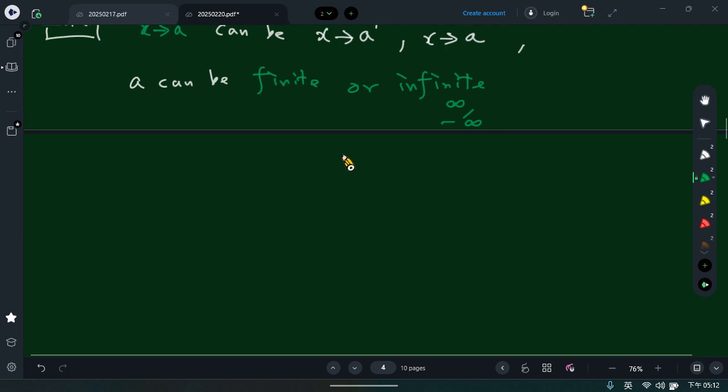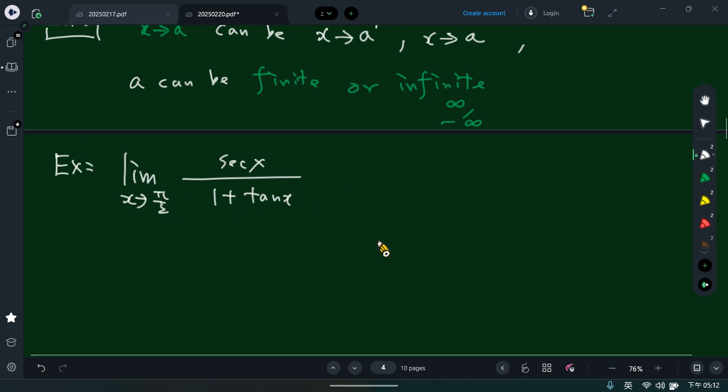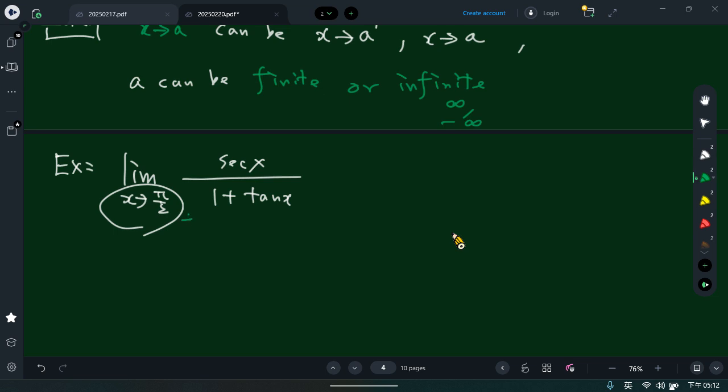Okay, let me just show you that one example. For example, if I ask you to calculate the limit as x is approaching 1/2 pi of secant x over 1 plus tangent x, right? When you calculate this one, do you remember we just simply use this as an input for x, and for this one tangent x, right? But do you still remember this is about a two-sided limit? If you forgot, please just go back to chapter 2.